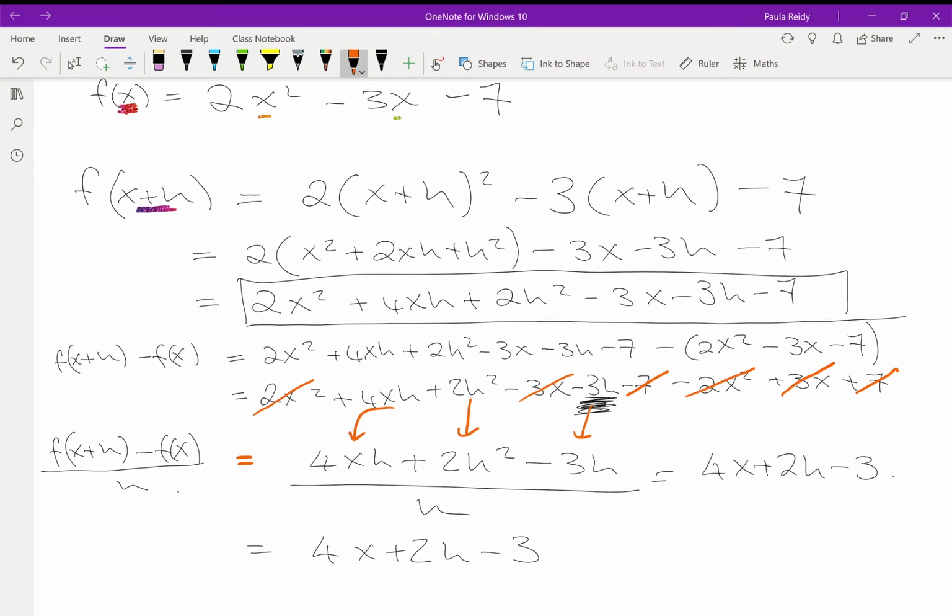The next line of the formula is that we're going to get as far as f(x plus h) minus f(x) divided by the h. Okay, so I'm showing that we're dividing by the h here. Divide everything above and below by h. So we're getting 4xh divided by h leaves me with 4x. 2h squared divided by h leaves me with 2h. And finally, minus 3h divided by h leaves me with minus 3.